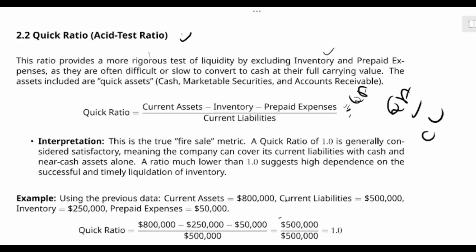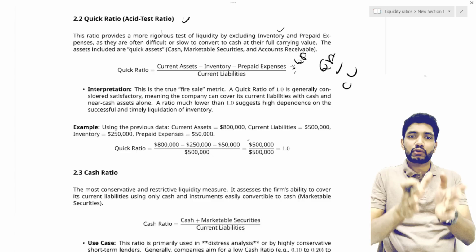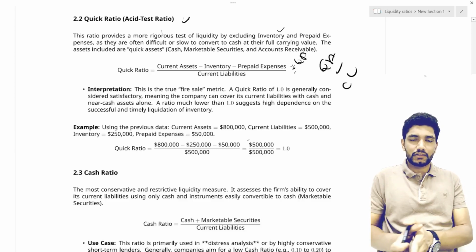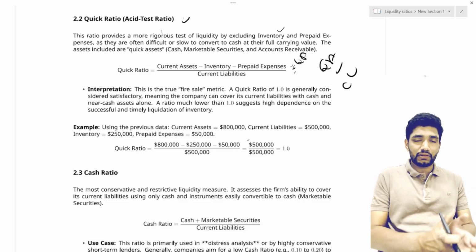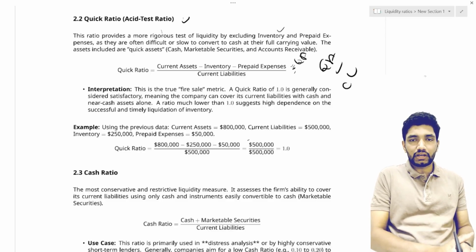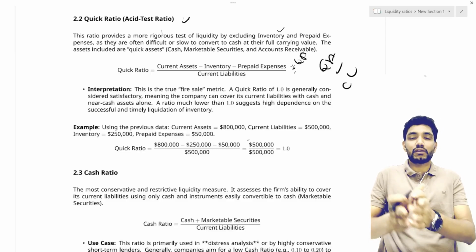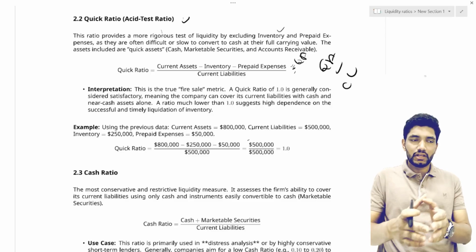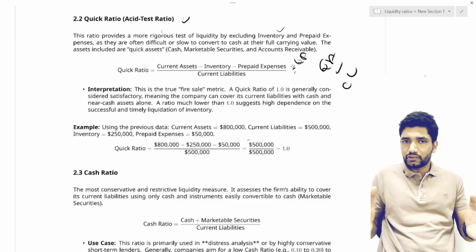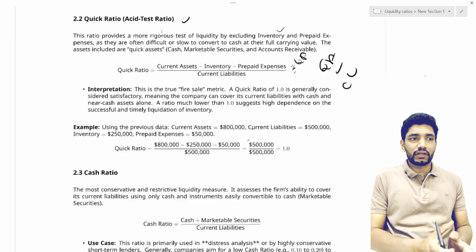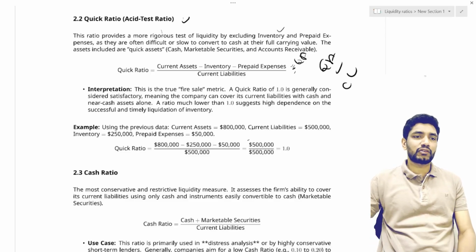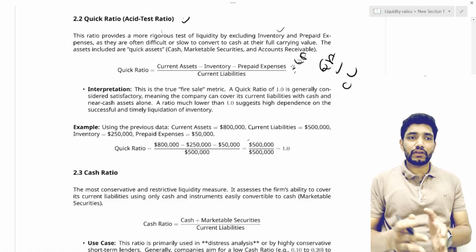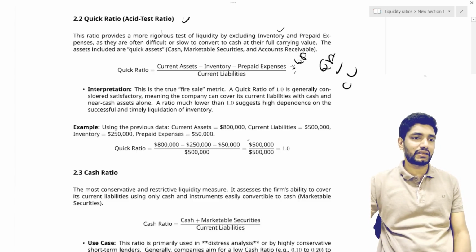So normally the inventory will take more time. If you look into the total current assets list, inventory will take more time to convert into cash. There are 2 processes: to convert inventory into cash, we have to convert the inventory into receivables and that receivable into cash. So it will normally take more time to convert. So to calculate the quick asset, we are removing the inventory and prepaid expenses from the total current assets, and in the quick ratio we are comparing that quick asset with the current liabilities.